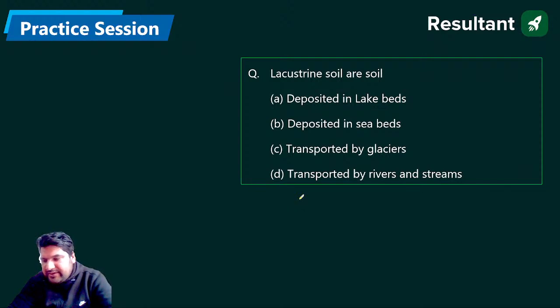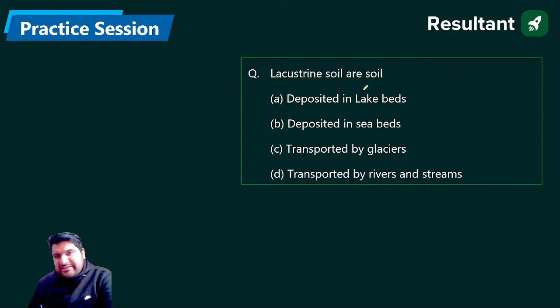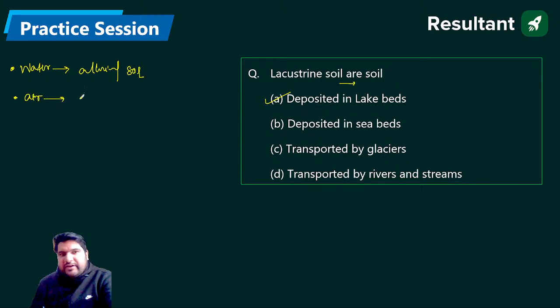So we are saying here lacustrine soils. Lacustrine soils are deposited in lake beds. This is easy to understand. If a soil is transported through water, that soil will simply be called alluvial soil. If the soil is deposited by the wind or air, that soil is called aeolian soil. Absolutely correct. These are the important points. Next question.